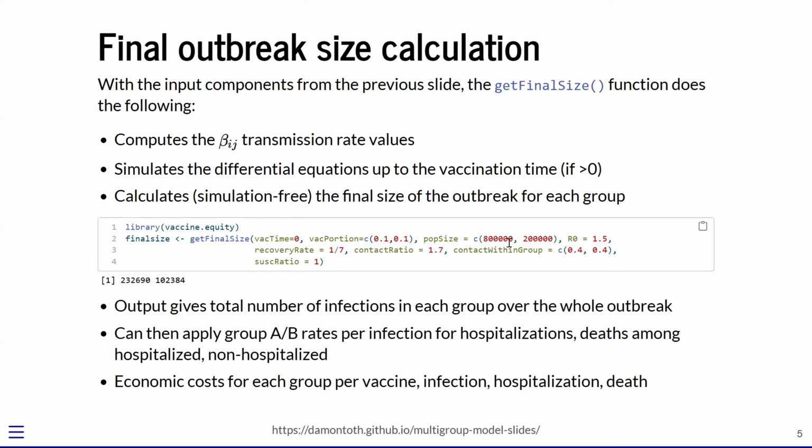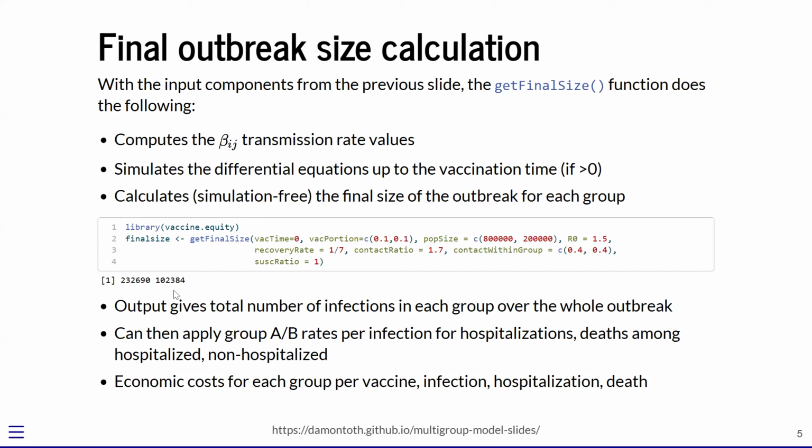We have a 1 million size population with 80% in the majority group A, 20% in group B, and an R naught of 1.5. Recovery rate is 1 over 7 days, which means an average 7-day infection. Contact ratio B to A is 1.7, so the minority group has more contact. They both have a 40% preferential contact within their own group and no difference in susceptibility. And then it spits out the final outbreak size.